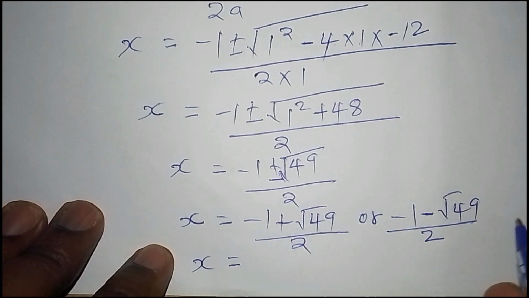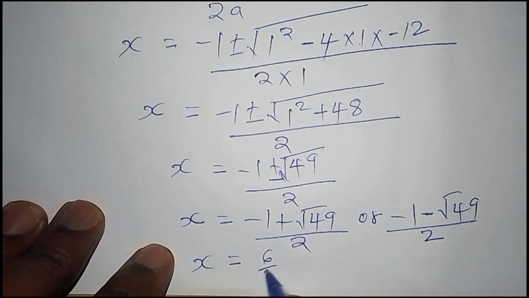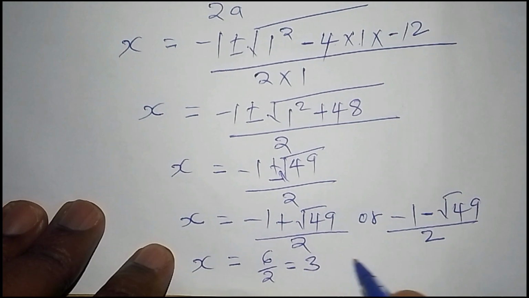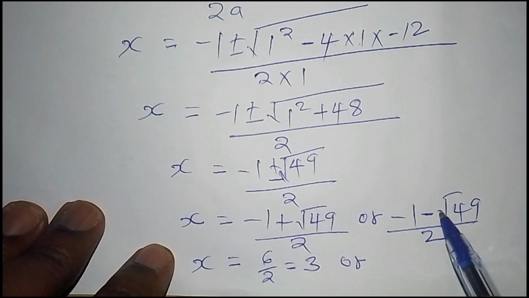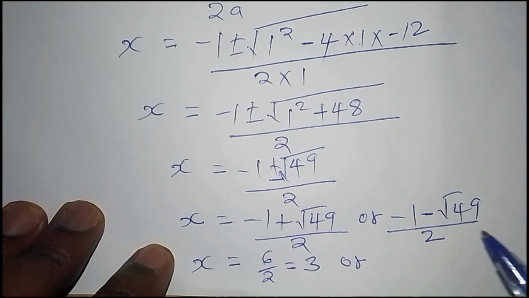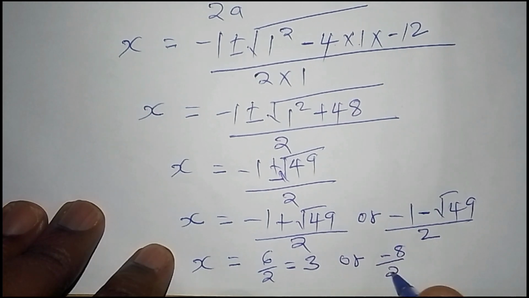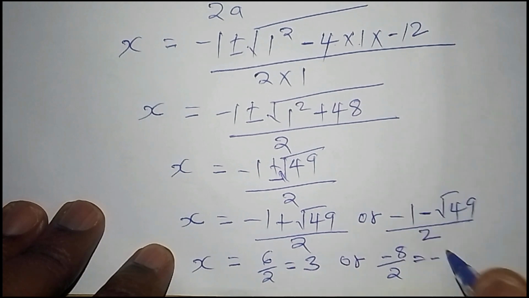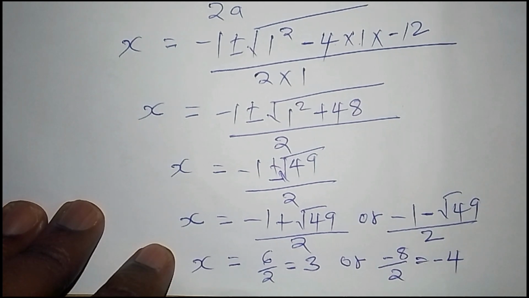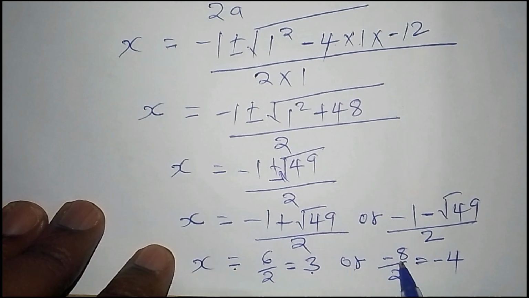So there we shall have our answer 6 over 2, and our 6 over 2, the answer becomes 3. So 3, or, so let's work out this one now. Minus 1 minus the square root of 49. Here now we shall have minus 8 over 2, which is equals to minus 4. So here now we shall say that x is equals to 3, or x is equals to minus 4.